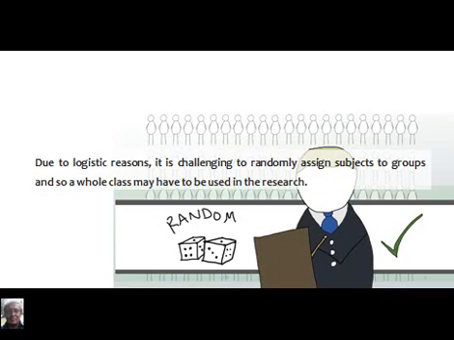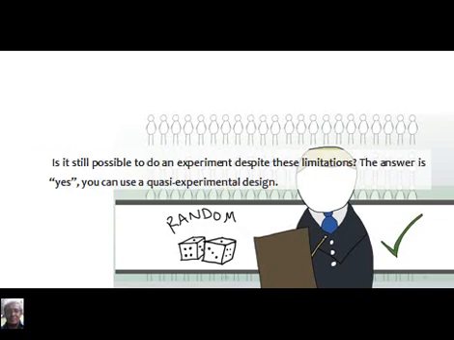Due to logistic reasons, it is challenging to randomly assign subjects to groups, and so a whole class may have to be used in the research. Is it still possible to do an experiment despite these limitations? The answer is yes, you can use a quasi-experimental design.